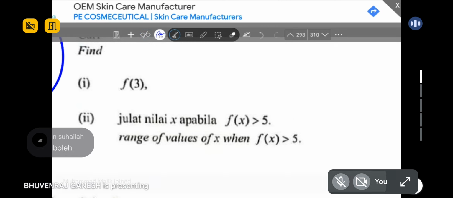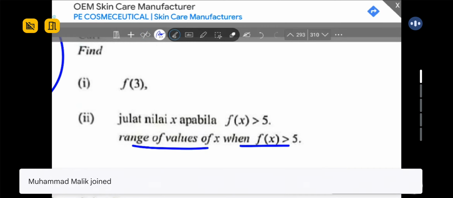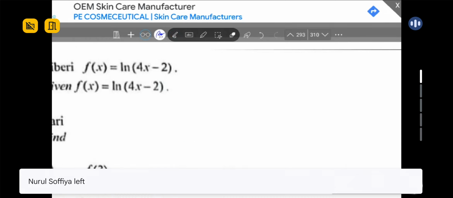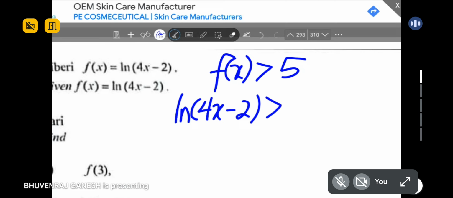Okay, next one. They ask you to find the range of values of x when f(x) greater than 5. Dia nak tahu julat. Okay, so they say f(x) greater than 5. So mean that ln(4x minus 2) greater than 5. This is your equation. Persamaan.